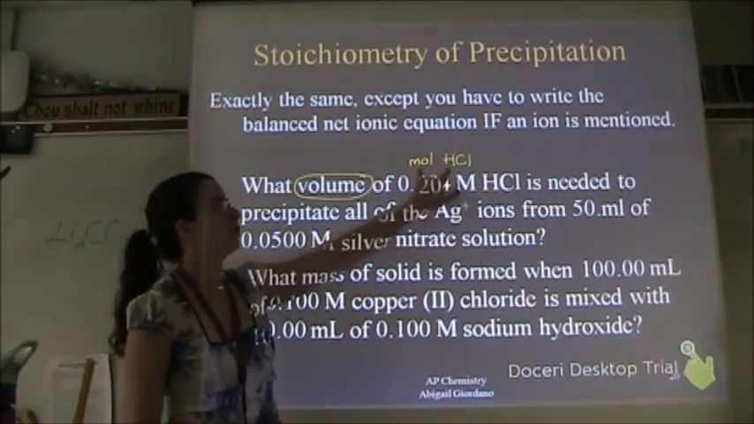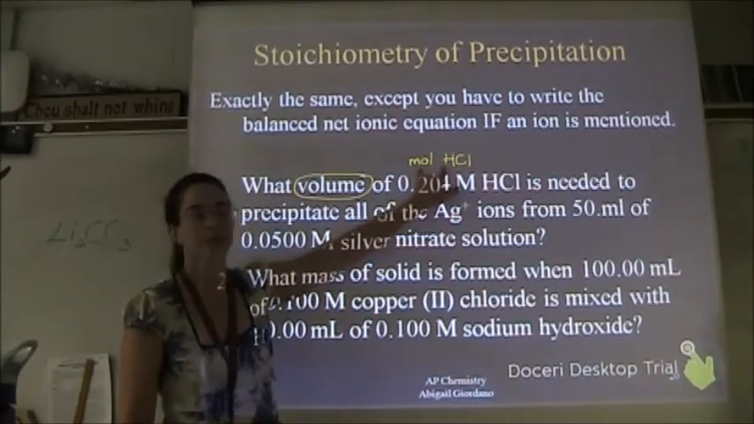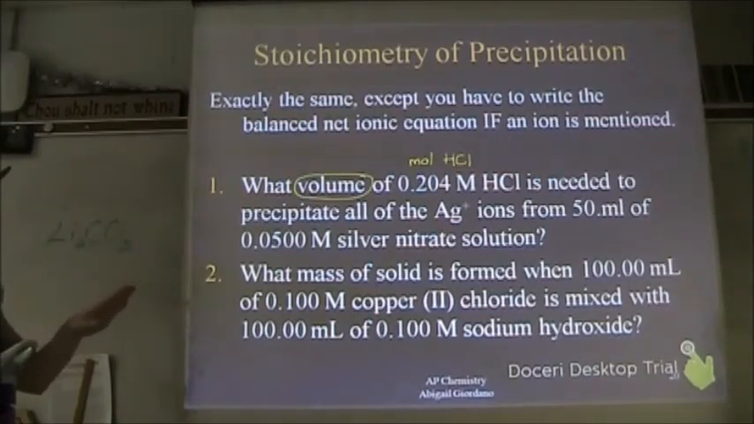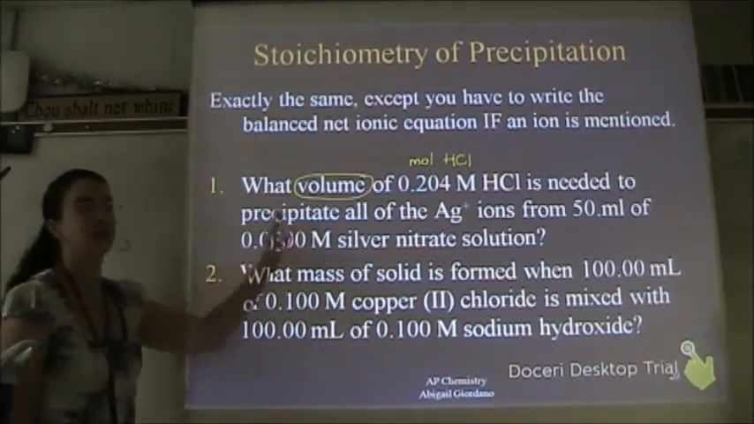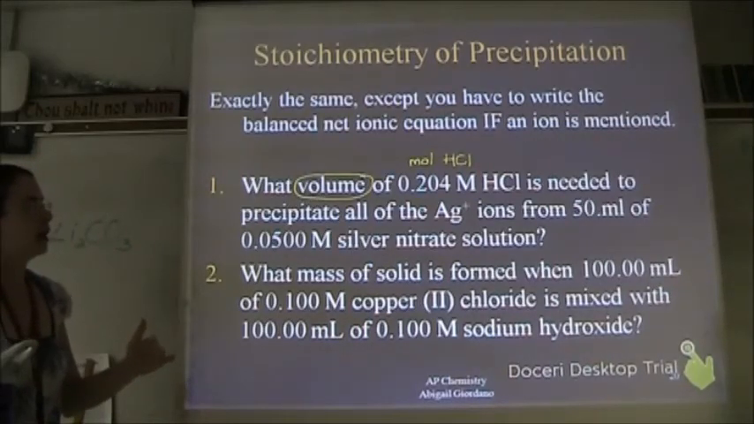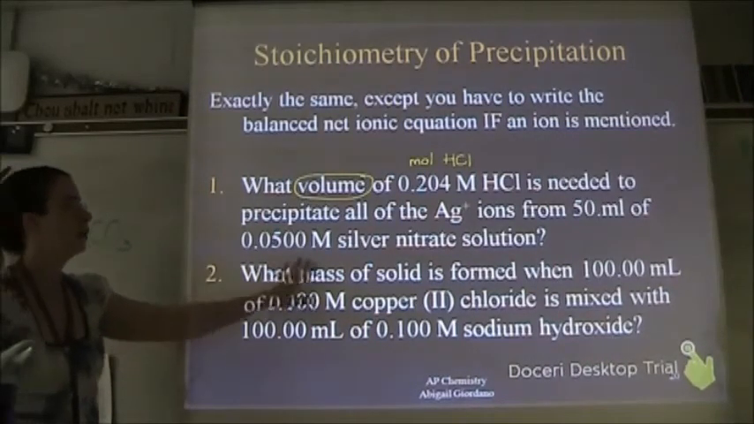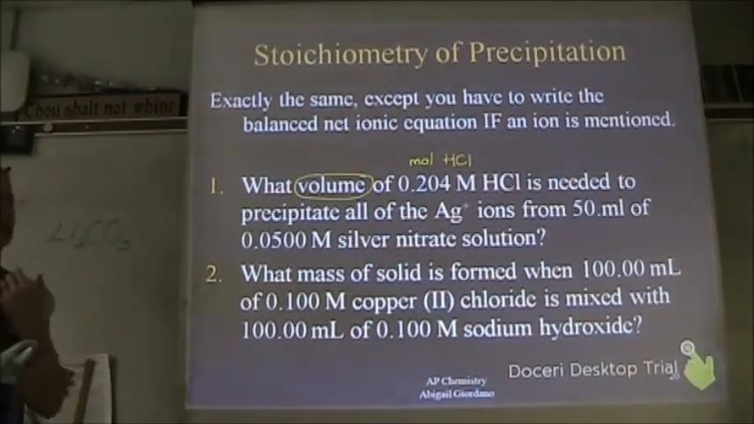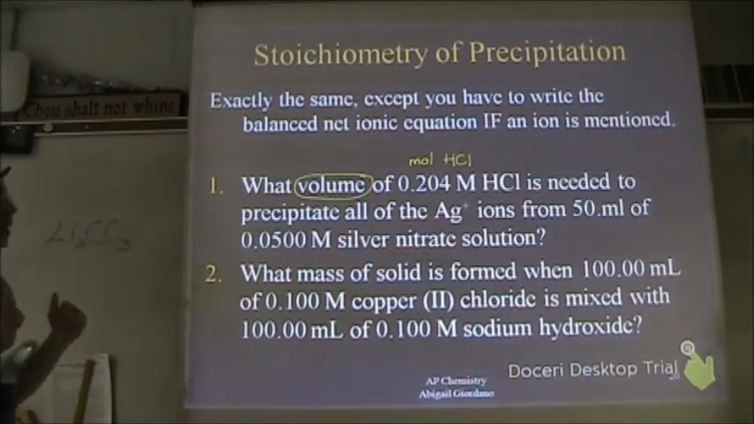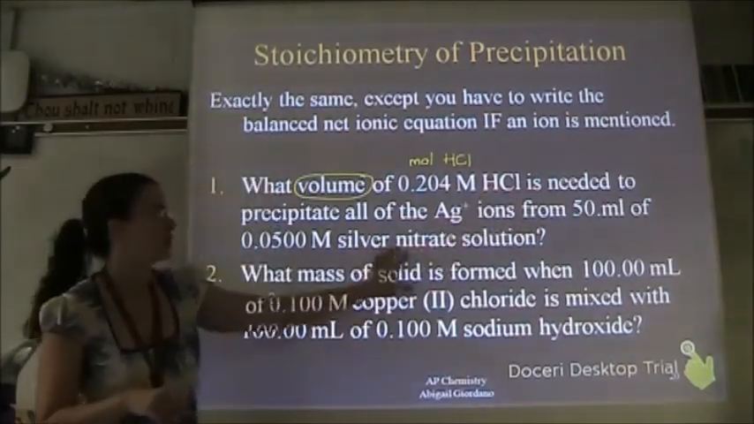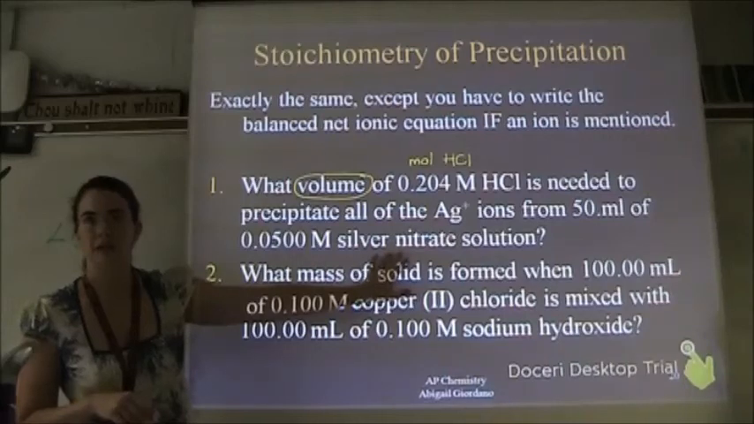So think about, how do you get here? Well, let's keep reading. What volume of HCl is needed to precipitate all of the silver ions from a certain amount of silver nitrate? This is a precipitate reaction. The language is a little hard to decipher, but ladies and gentlemen, this is one of your reactants. This is your other reactant.